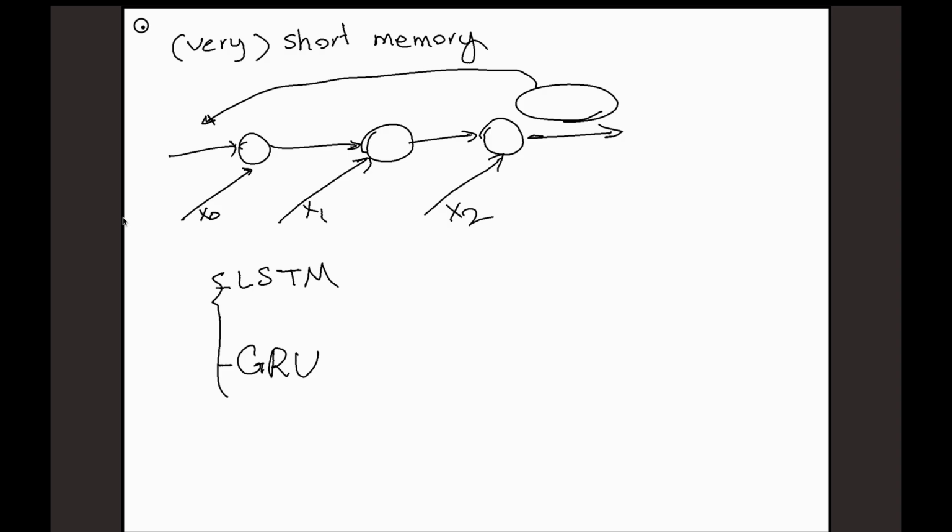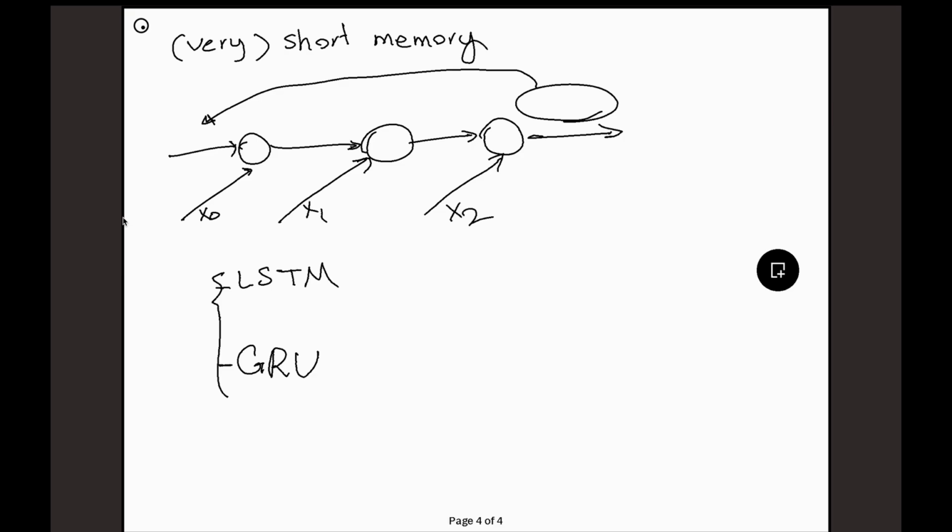But in essence, what I'm trying to relay is that recurrent neural networks, despite their flexibility and their beauty and the theoretical applications that they may have, in their pure form are not being used that often because of these two issues: vanishing and exploding gradient problem, and also very short memory. So that's something to keep in mind.